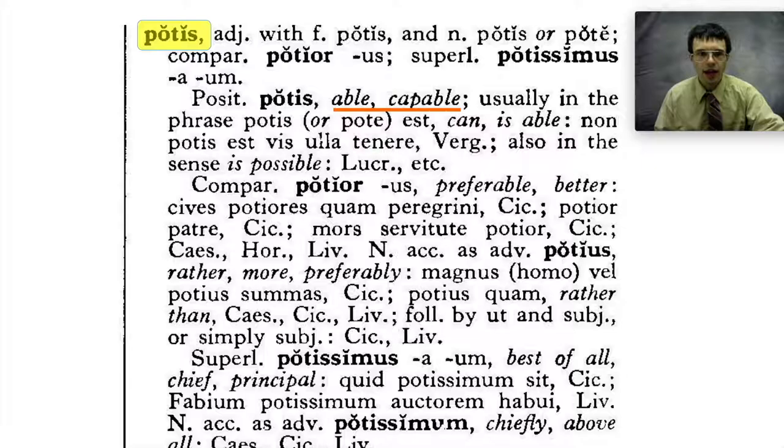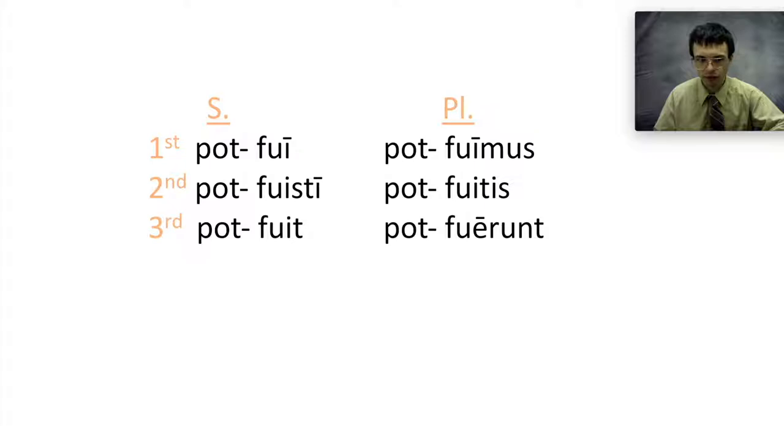Having learned the verb to be, we can now add on the prefix able to be. And of course, you know potus here from previous tenses. It goes on the front like that as pot. However, the difference with the perfect tense is that the F disappears, or what's called elides away. It elides out. And you're left with just this, potui.